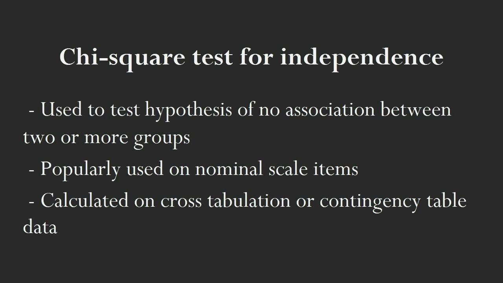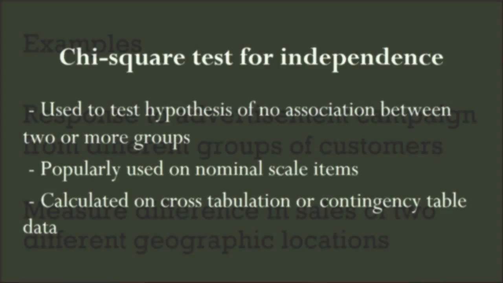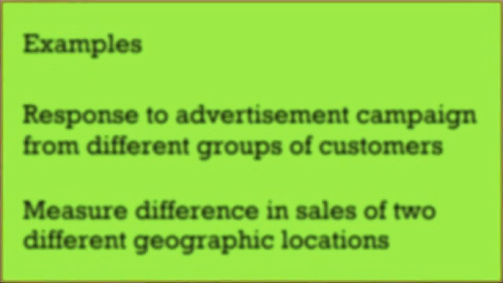The chi-square test for independence of two variables is a test which uses a cross-tabulation or contingency table to examine the nature of relationship between these variables. It is used to test the hypothesis of no association between two or more groups, populations, or criteria. If you are interested in comparing the counts of categorical responses between two independent groups, you need to develop a contingency or cross tabulation and run a chi-square test.